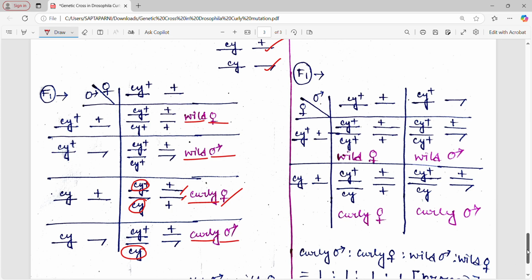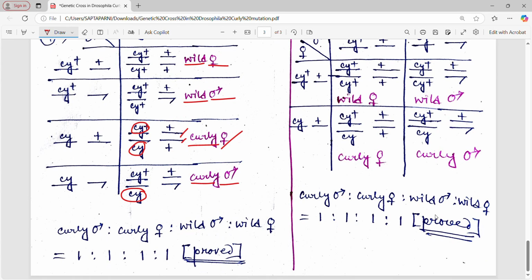So what is the ratio here? Curly male to curly female to wild type male to wild type female. How many curly males are there? 1. How many curly females are there? 1. Okay, how many wild type males are there? 1. And how many wild type females are there? Only 1. So the ratio is 1:1:1:1.